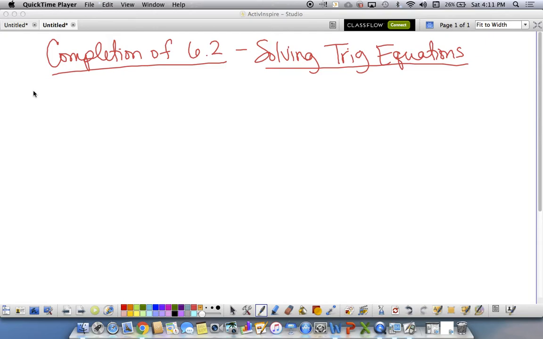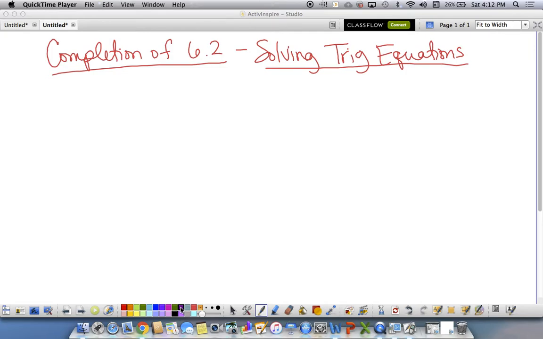I'm back with you to finish section 6.2. We're going to solve trig equations. We're going to do more by factoring. So we still have to remember a few things from long ago. I'm going to try to just do some problems so that you'll be prepared to do some homework for tonight, or for today, whenever you're doing this.